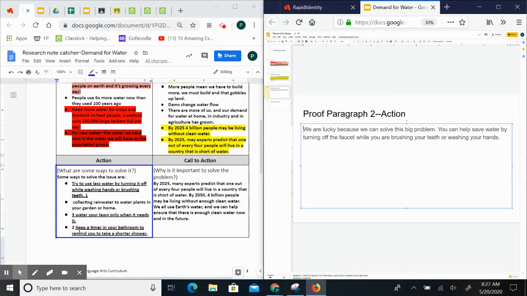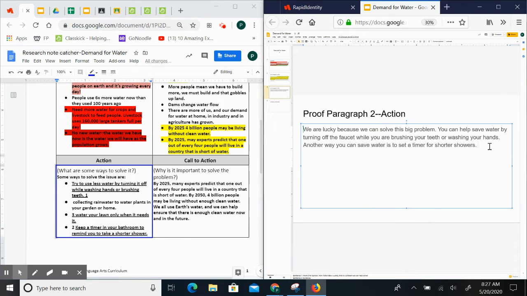Keep a timer in your bathroom to remind you to take shorter showers. Another way, use a transition word, another way you can save water is to set a timer for shorter showers, right? So I didn't use their words, their exact words, right? But I kept the timer and shorter showers.